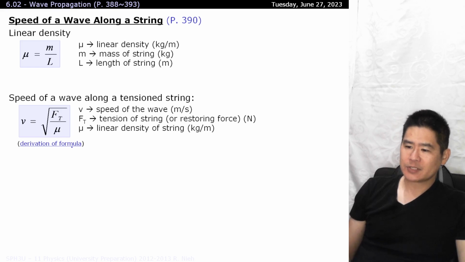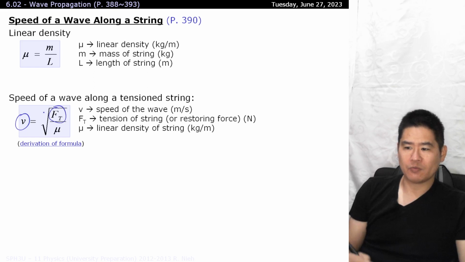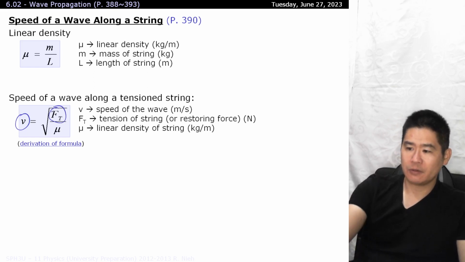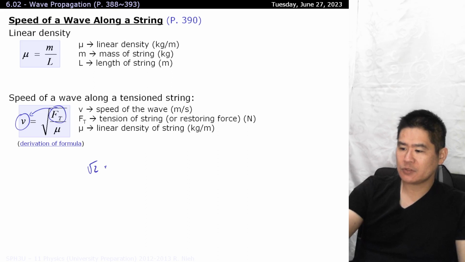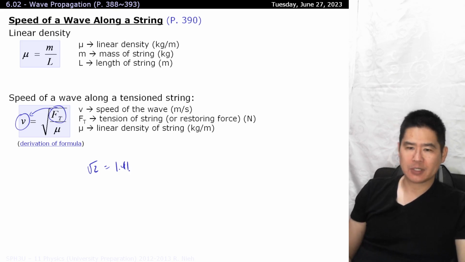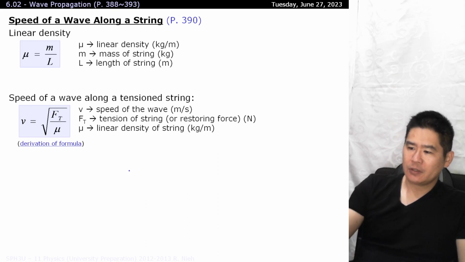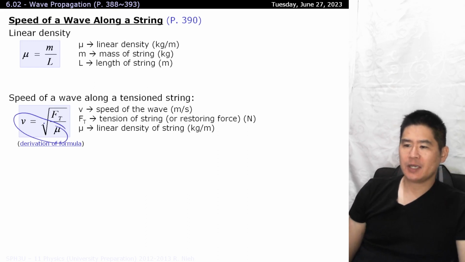Okay, you'll notice that with regards to the speed of the string and the tension, it's not directly related to each other. In fact, if you double the tension of the string, the speed will not double. It will only increase by 1.41 times. Right? The square root of 2 is equal to 1.41. So if you double the tension of the string, the speed of the wave only increases by 41%. It doesn't double.